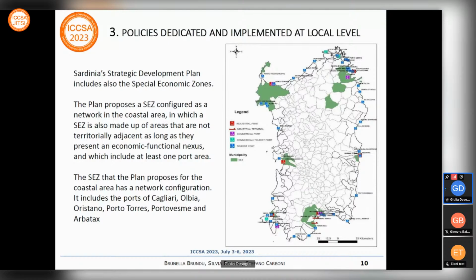The SEZ proposed in this plan is already stated as a network configuration. It includes the ports of Cagliari, Olbia, Oristano, Porto Torres, Portovesme, and Arbatax, shown here on the map, to which other port or industrial areas may be later connected.